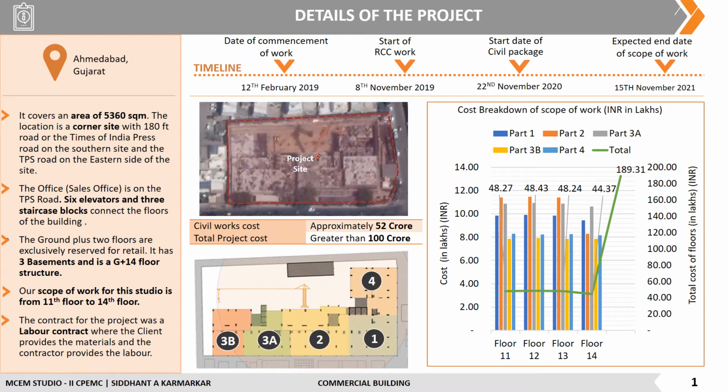The project is located in Ahmedabad, covering an area of 5360 square meters. It has three basements and it is a G plus 14 structure. The civil work package is approximately 52 crores and the total project cost is greater than 100 crores. The contract here is a labor contract. Our scope of work for this studio is from the 11th floor to 14th floor. The cost breakdown for our scope of work, that is from the 11th floor to 14th floor, is 189.31 lakhs.